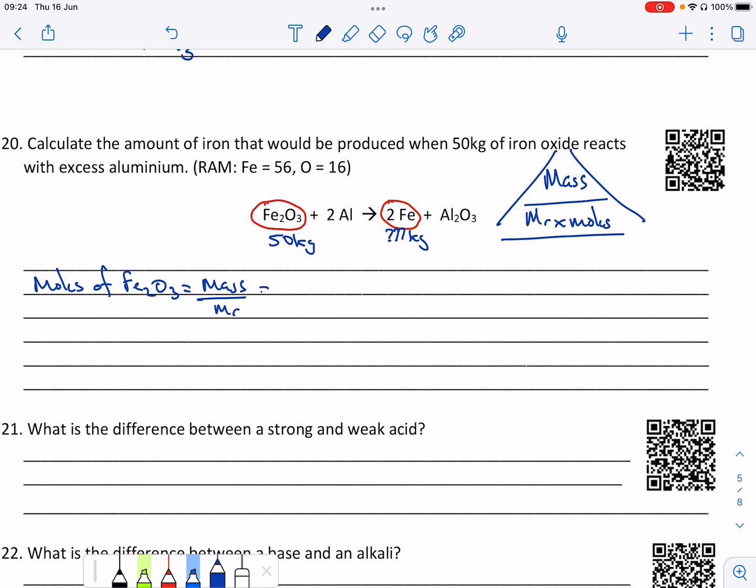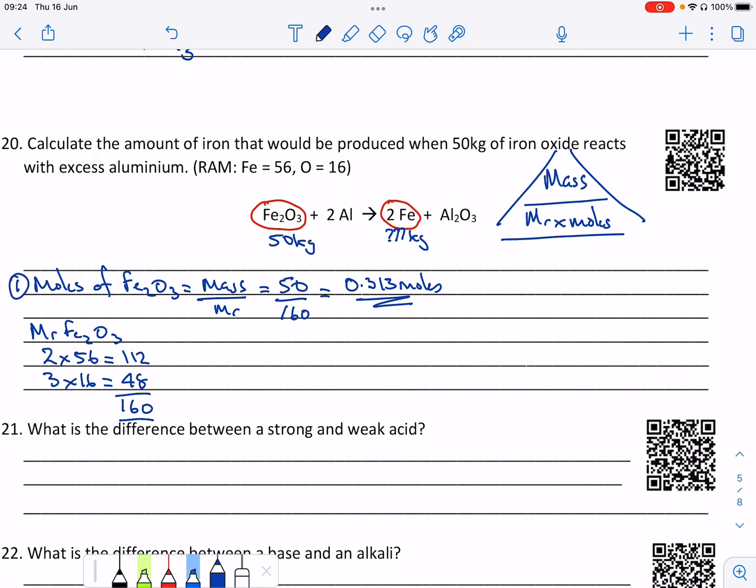So the mass from the question is 50. Now what I need to do here is work out the Mr for iron oxide, and to do that I can see there are two irons, so that's 2 times 56, which is 112, and I've got 3 lots of oxygen, which is 3 times 16, which is 48. Add those together and that gives me 160. So my Mr is 160. So 50 divided by 160 is 0.313 moles. That's the first step done.